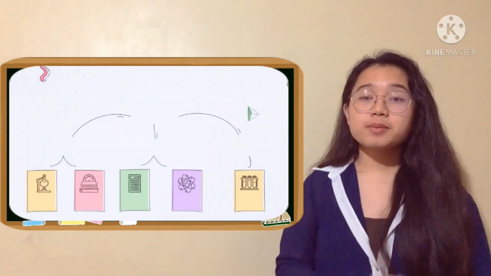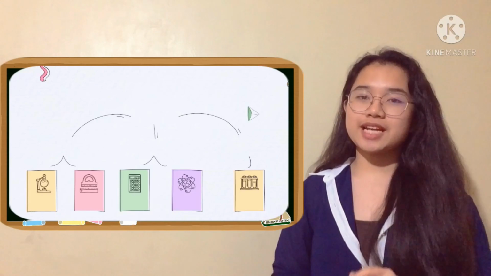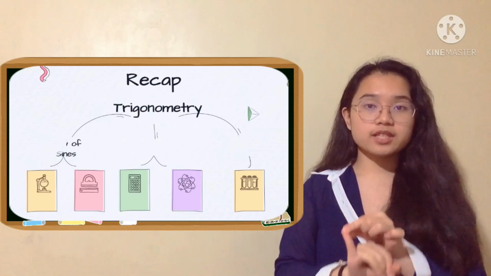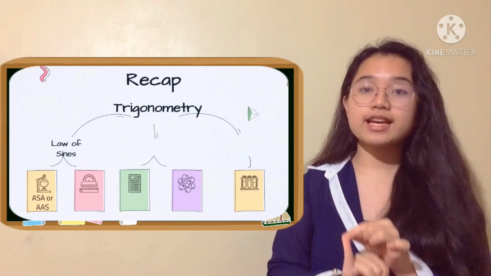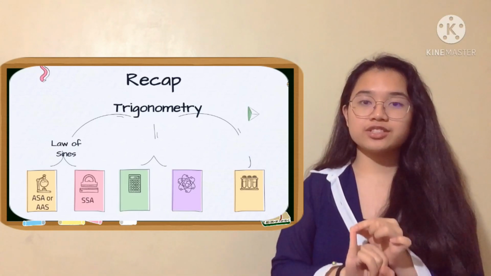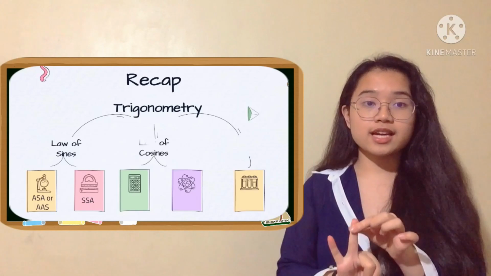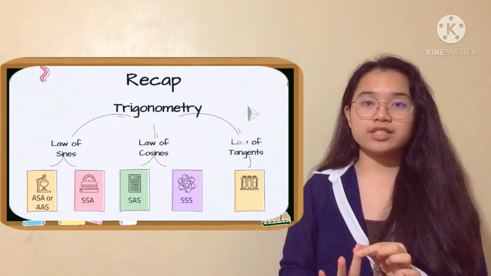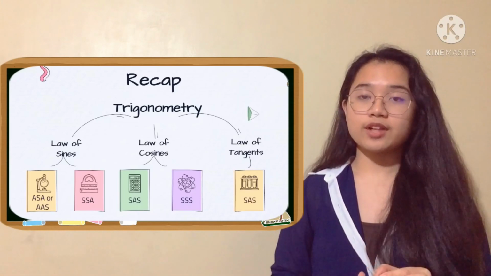And we're done. But before we finish, let's have a short recap. In trigonometry, we learned three laws: the law of sines for ASA or AAS triangles and SSA triangles, the law of cosines for SAS and SSS, and the law of tangents for SAS triangles as well.